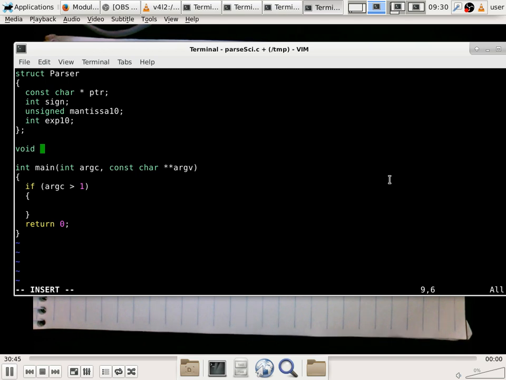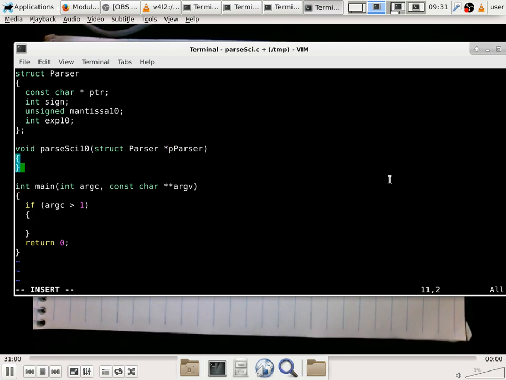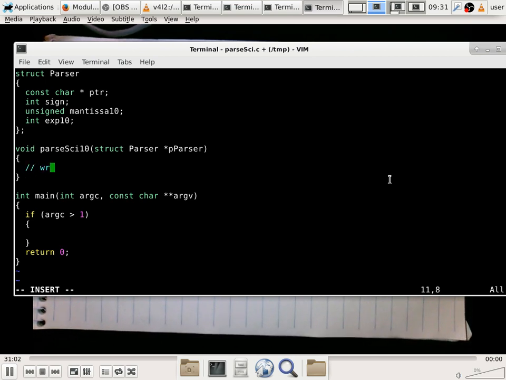So you would just have this parse scientific notation in base 10, and you're going to give it a struct parser pointer, and it's going to do the rest. So write your code here.